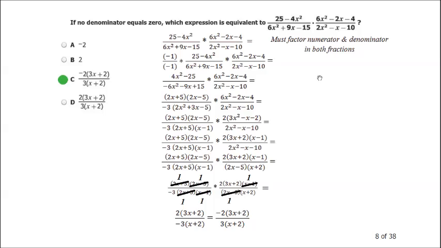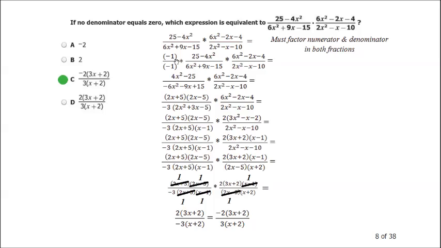Now, one thing that you have to realize is that you must factor the numerator and denominator in both of these fractions, because the numerator and denominator in both of these fractions all factor out. So let's just start with the first fraction. Now, 25 minus 4x squared, if you're keen, you should recognize that this could be a difference of squares. We just need to do a little bit of manipulation on it to figure that out.